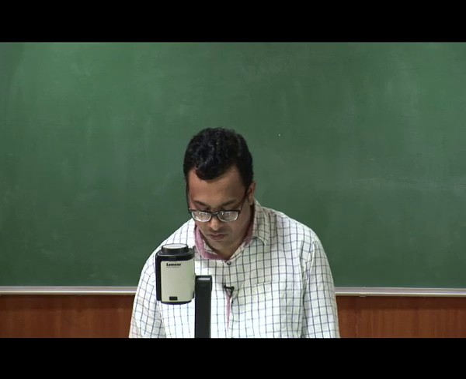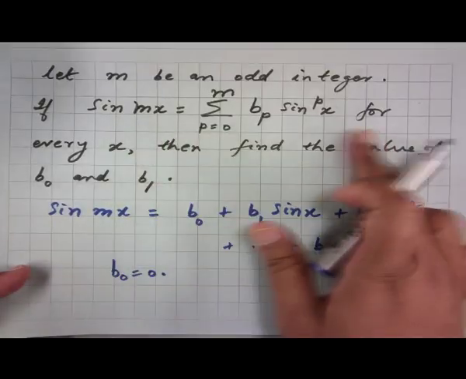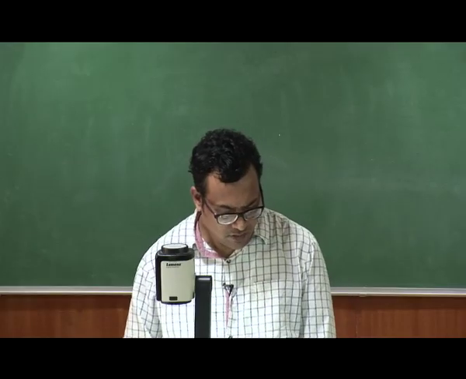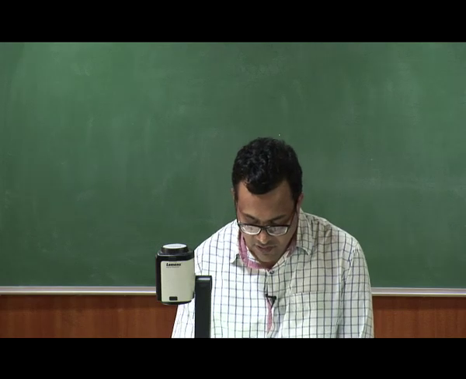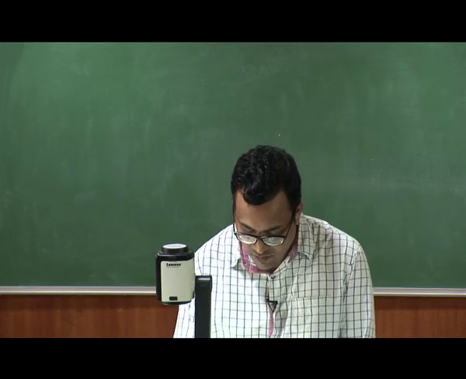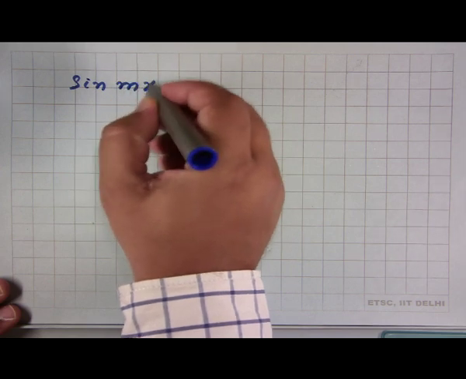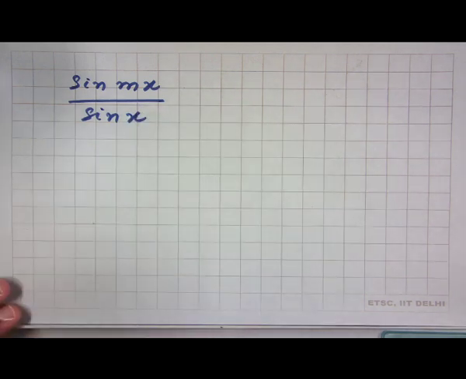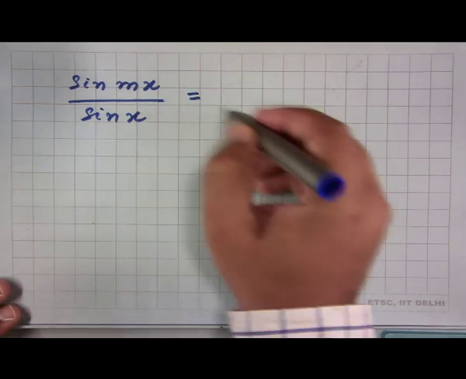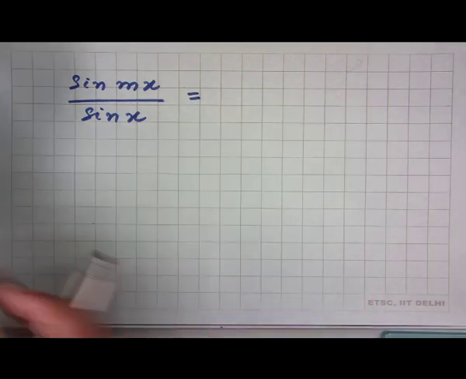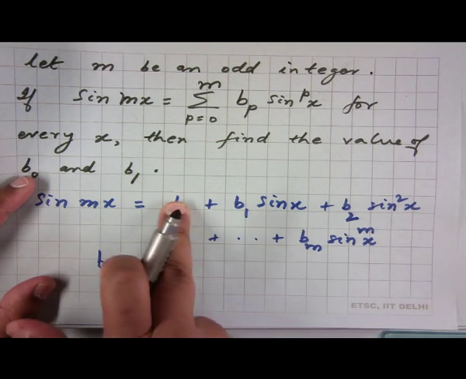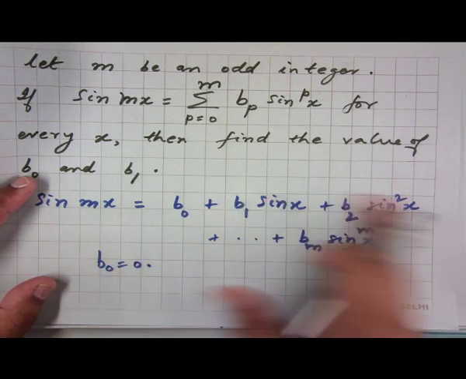Now, we need to find the value of b1 such that this is always satisfied for all odd m and all x. Let us consider the ratio of sine of mx over sine of x, and we are going to use this expansion for the right hand side. b0 is 0, so this is not there. So we divide all of this by sine of x.